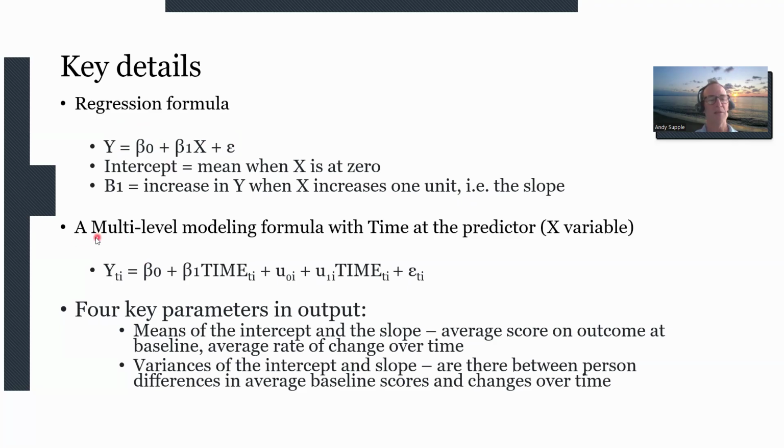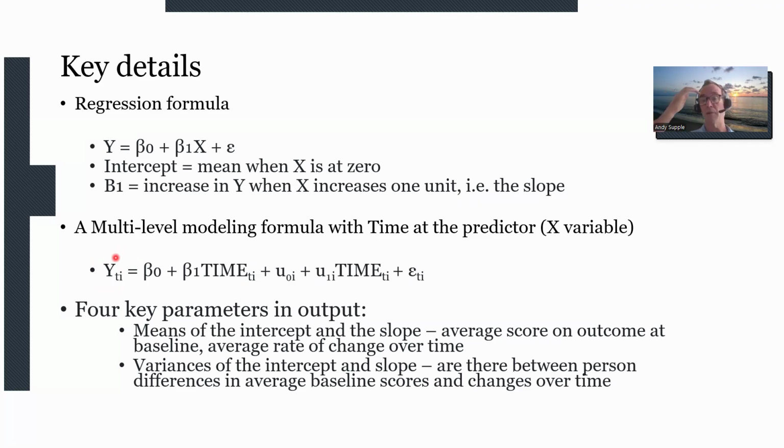Now, if you take this to a multi-level modeling formula with time as a predictor, which is what we're going to do when we do a growth curve, time is essentially the x variable here. So what we'll be looking at is how an outcome changes when time goes up by 1 unit. That's a good way to think about it. So now we have that outcome variable. We have two subscripts, i for an individual and t for a time point. So each individual could have a particular score, but that score could also vary across the time point.